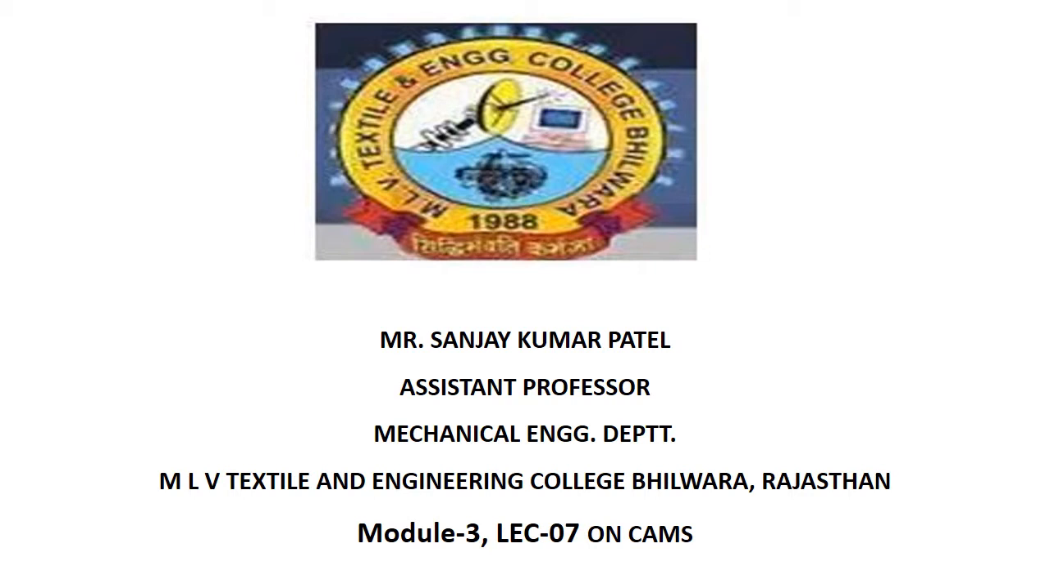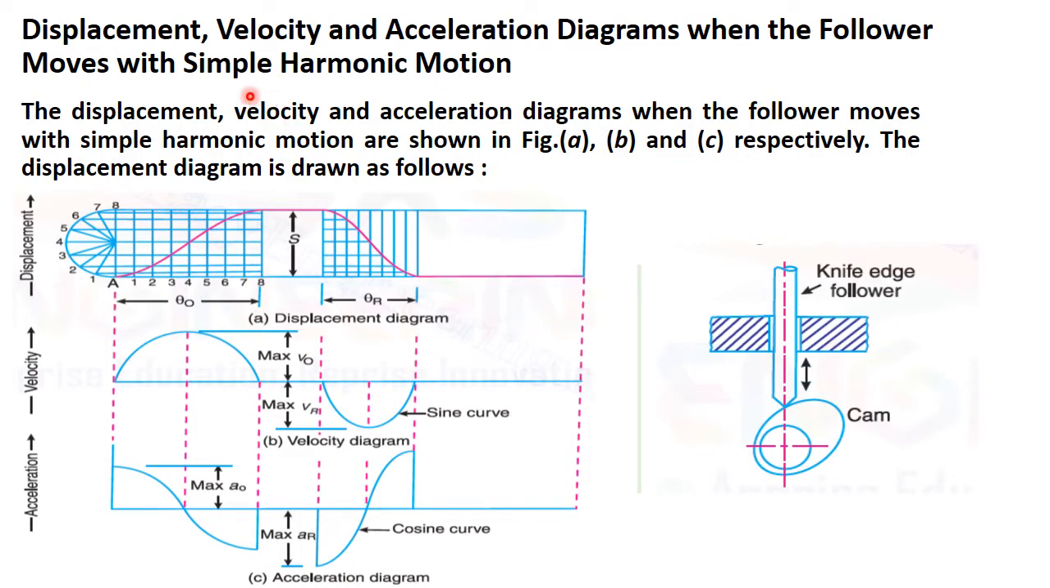Here I am going to discuss Module 3, Lecture number 7 on cams. Here we have discussed the displacement, velocity and acceleration diagram when the follower moves with simple harmonic motion. It means that the follower motion is just like a simple harmonic motion. I have shown the displacement diagram of the follower, the velocity diagram of the follower, and the acceleration diagram of the follower. That diagram will be for a knife edge follower.